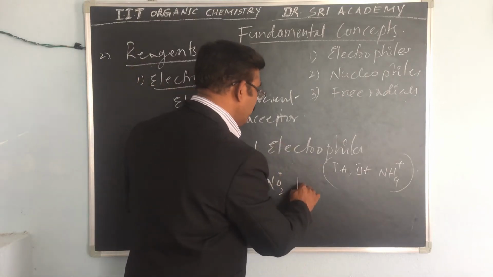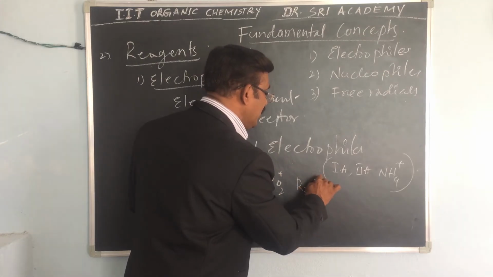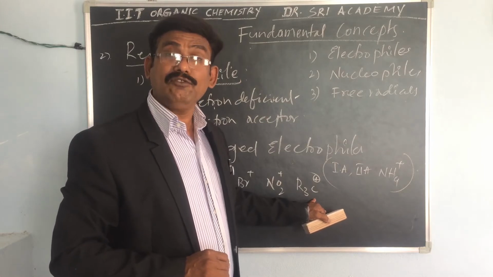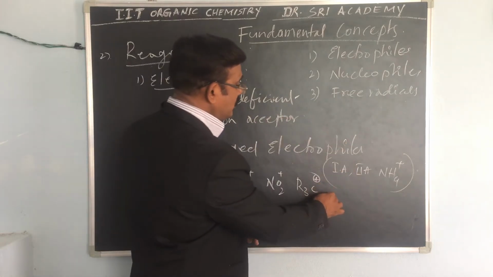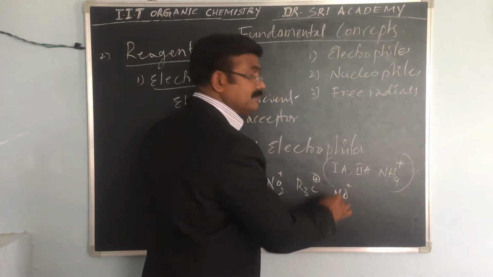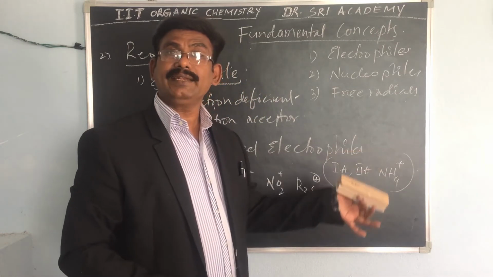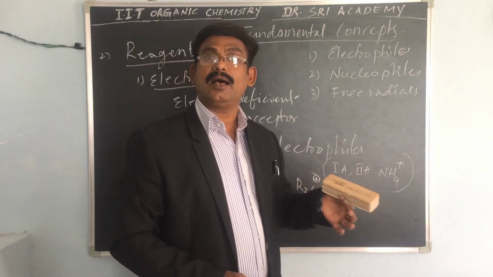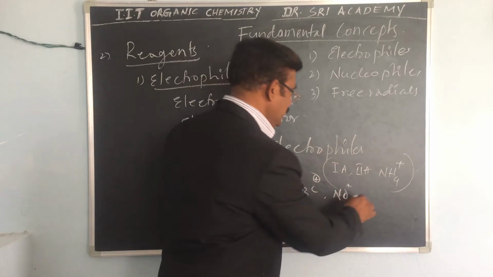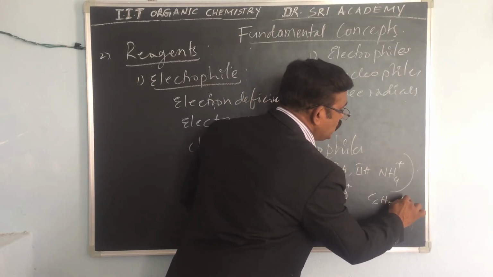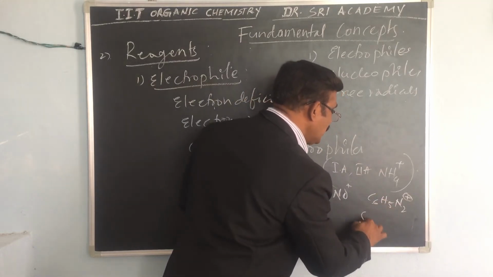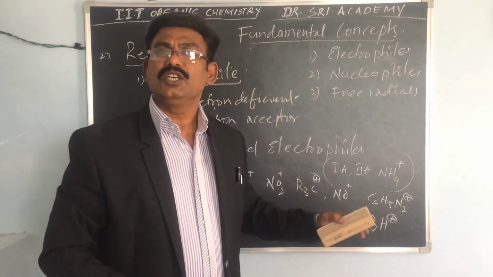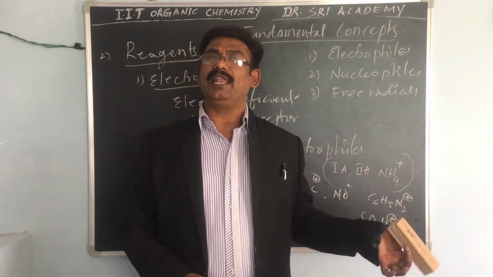R3C plus means carbonium, where R is the alkyl group. NO2 plus, NO plus are also there. If we take aniline, C6H5 diazonium, that is C6H5N2 plus, or SO3H plus. So these are charged electrophiles.